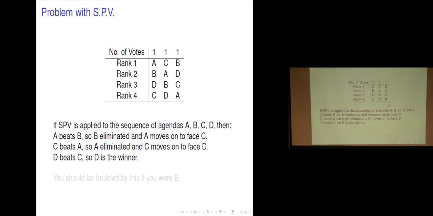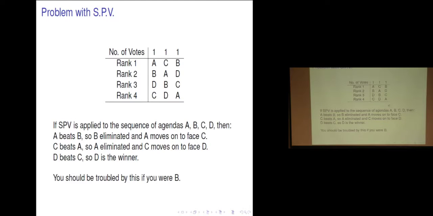C beats A, right? Because there are 2 votes for C above A, only 1 vote for A above C. So C beats A. So then C is going to fight with D, while D beats C by 2 against 1, right? So D is the winner. So according to this agenda, SPV, D is going to win.